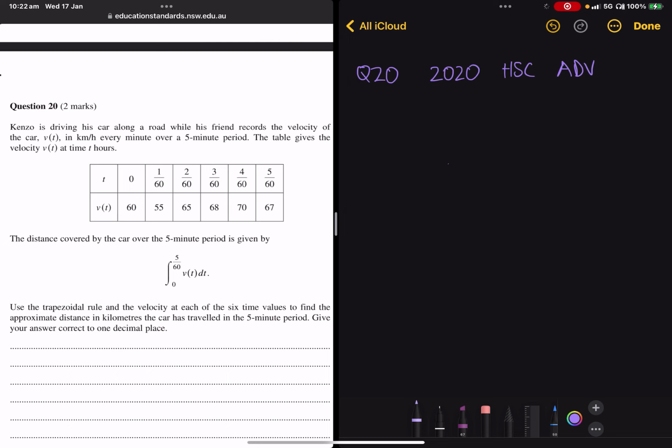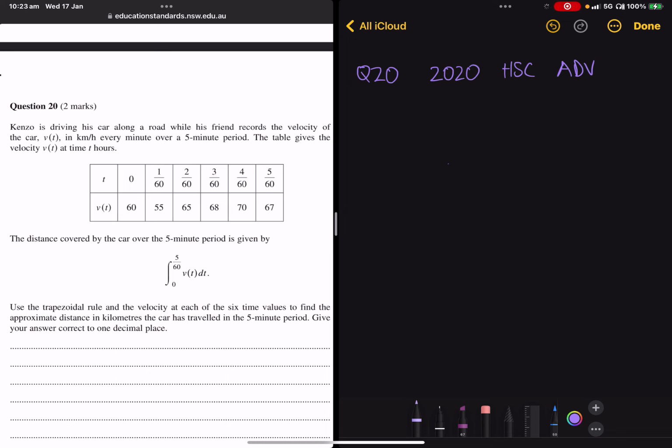We're told the distance covered by the car over the 5-minute period is given by the integral from 0 to 5/60 of the velocity as a function of time, v(t), with respect to t. Use the trapezoidal rule and the velocity at each of the 6 time frames to find the approximate distance in kilometres travelled in the 5-minute period, to 1 decimal place.